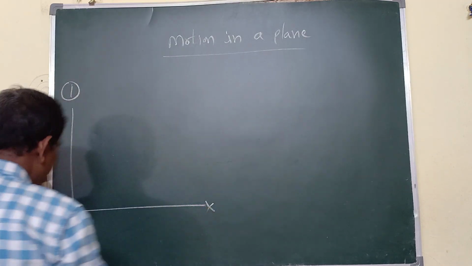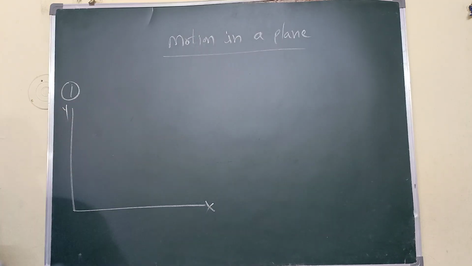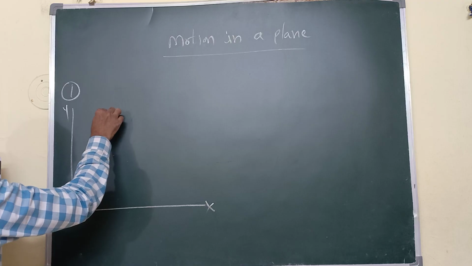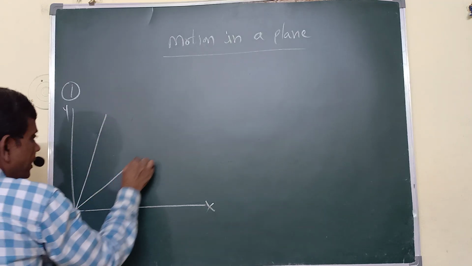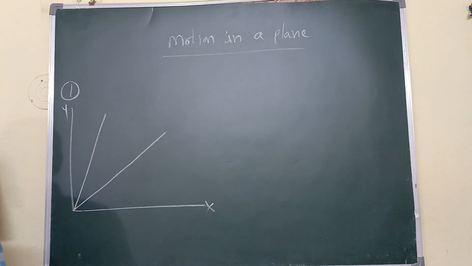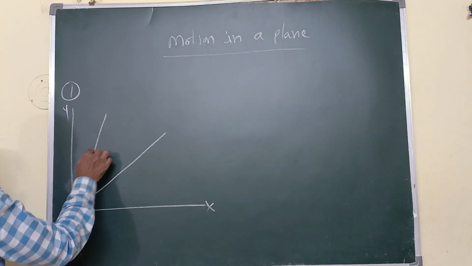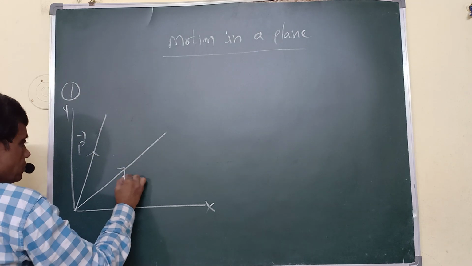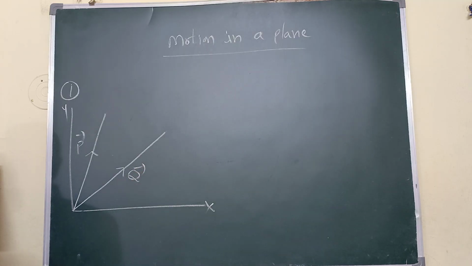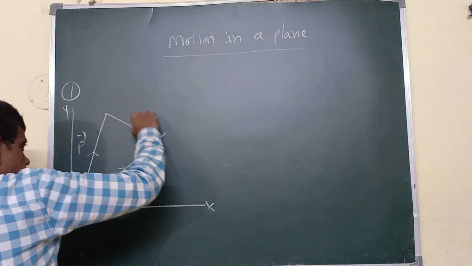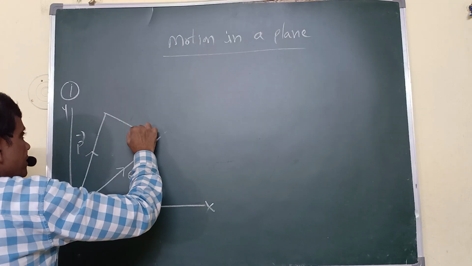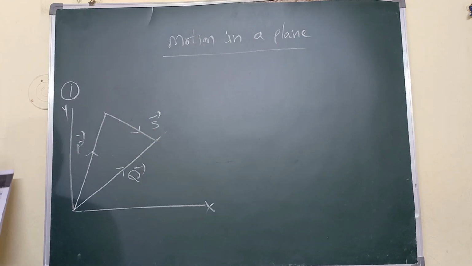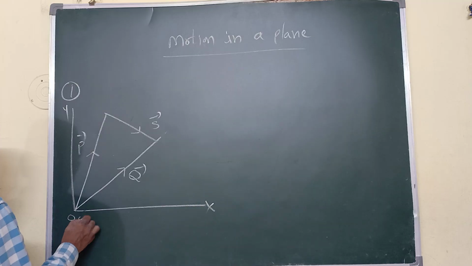So, this is the x-axis and this is the y-axis. Here one vector P, another vector Q. This is P vector and this is Q vector and this is S vector. This is the origin.